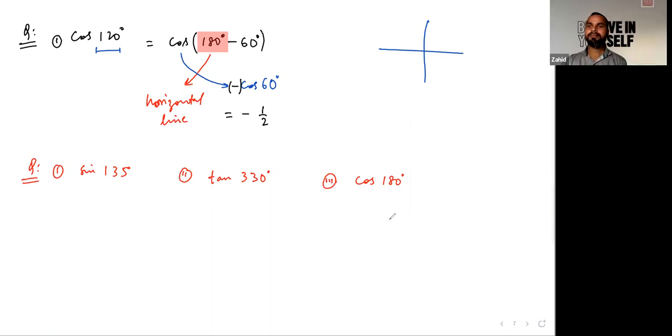Good, Nikhil. For the third part, if you solve cos of 180 degree, you may write it as plus zero or minus zero, depending upon your choice. So this 180 degree defines nothing but a horizontal line on which there will be no change. So it will be just cos of 0 degree. But this angle would be in the third quadrant where cos would be negative. So it will be negative of cos zero. As cos zero is just one, it will be minus one.